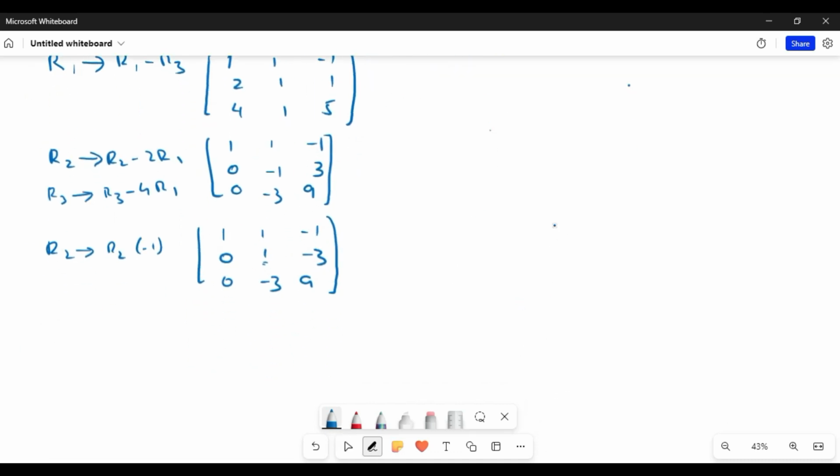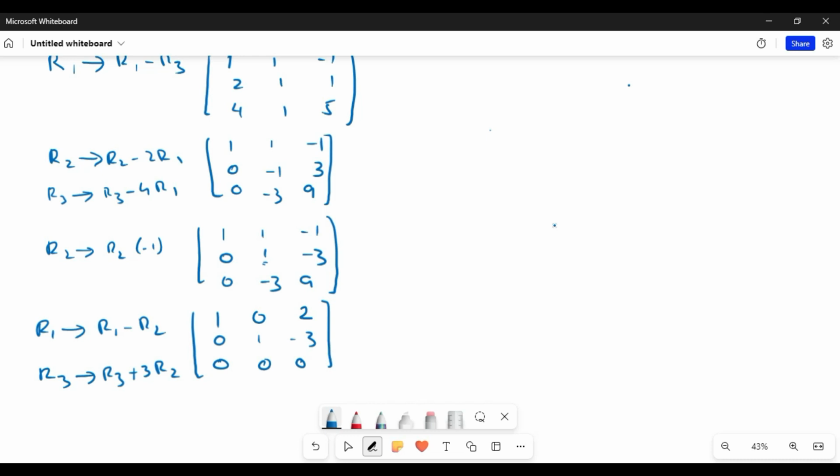Let's try now. The formula is R1 = R1 - R2, and first let's solve this one. No change in the second row: 0 1 -3. This is 1, and this element will be 0. Now R1 is -1, minus of minus 3 will be plus 3, so it will be 2. The formula for R3 is R3 + 3R2. This element is already 0, this will be 0. Here R3 is 9 plus 3 times -3, which is -9, so it will be 0. So the entire third row became 0.